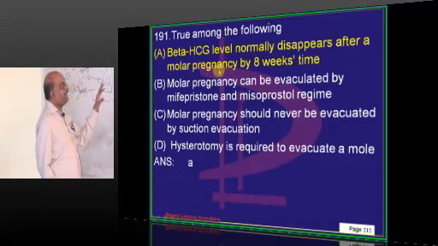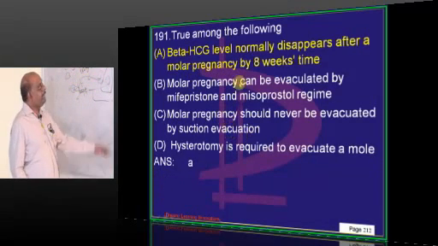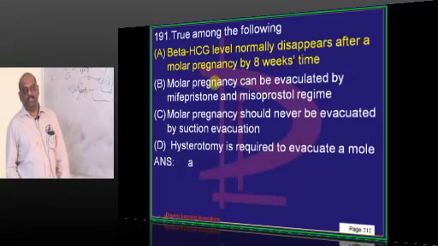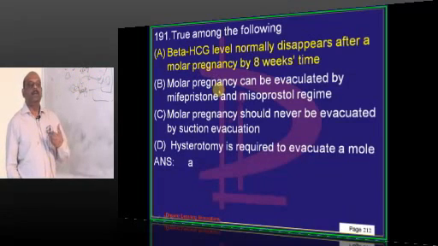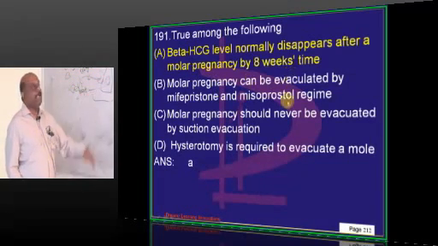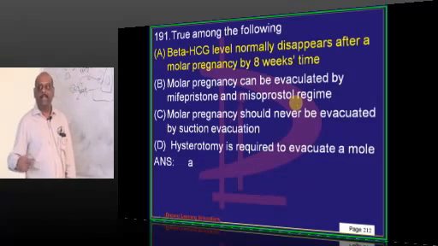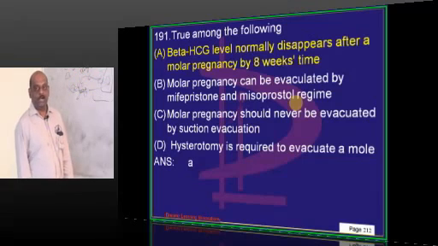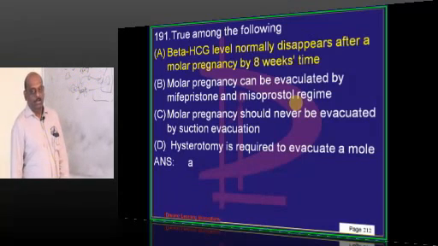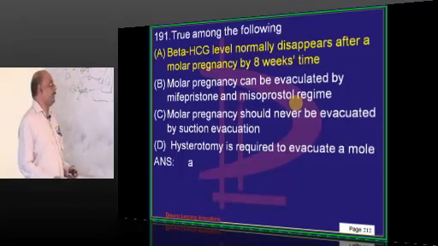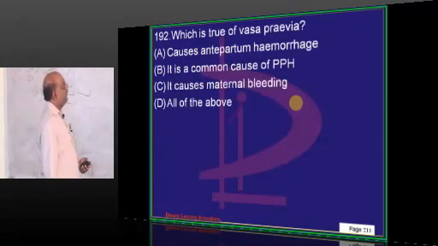Now if you look at the beta HCG levels, normally they are supposed to disappear after the suction evacuation of a molar pregnancy by about 8 weeks. That's the reason we serially monitor the HCG, to know whether there is any recurrence of the molar pregnancy or any choriocarcinoma. To know all that, you will follow the HCG value.